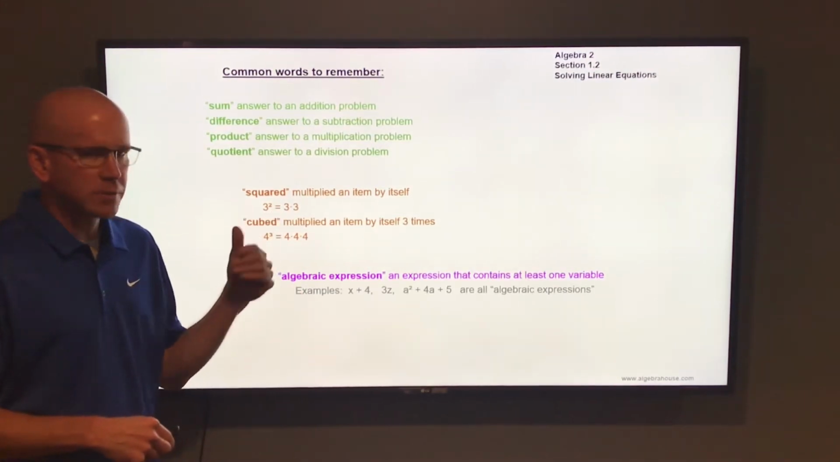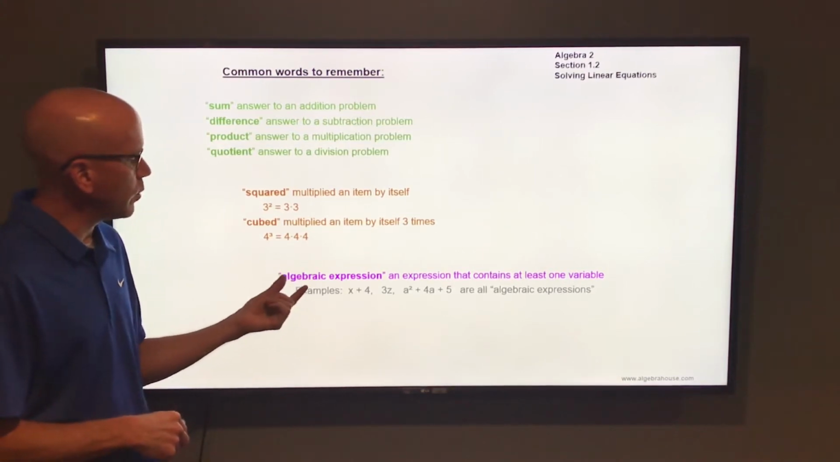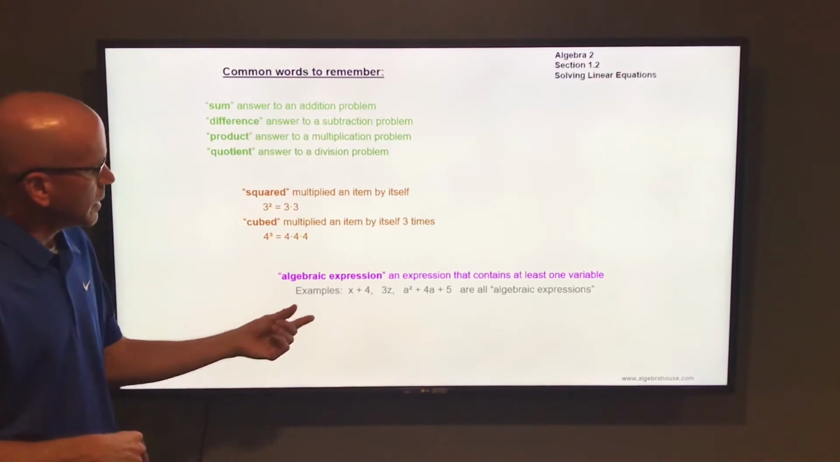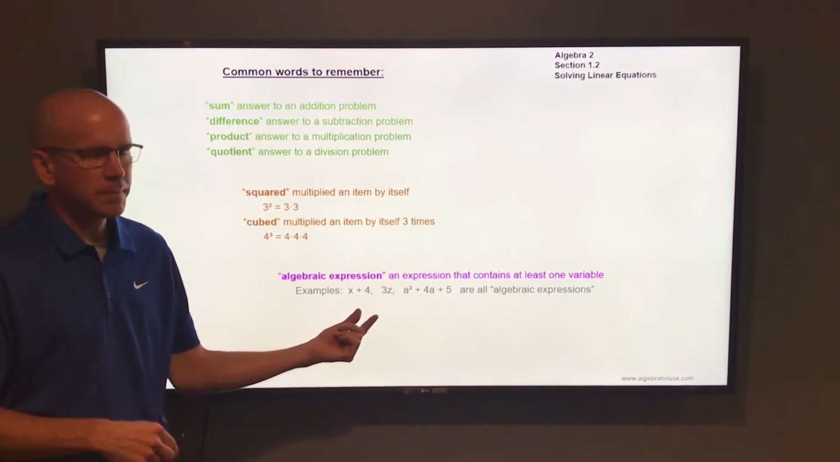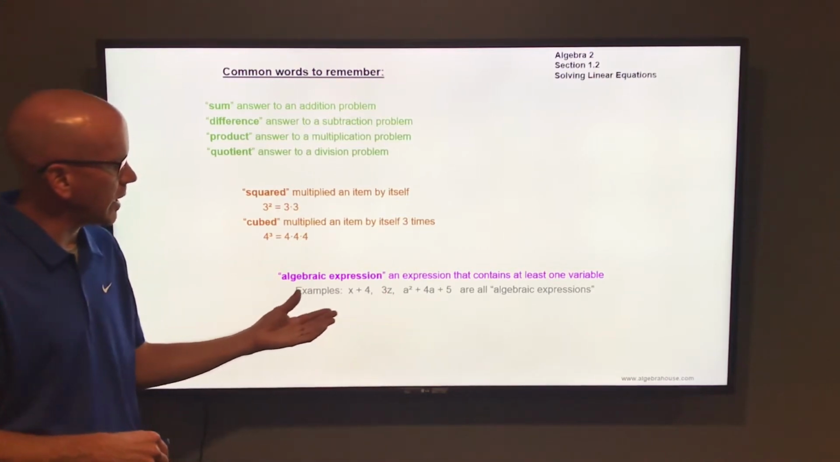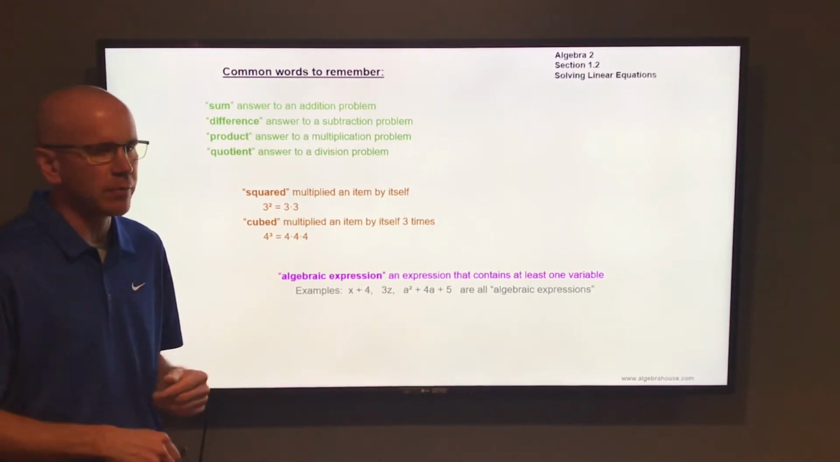Algebraic expression, which is how we started out here, that's what we want to get. It's an expression that contains at least one variable. Examples would be x plus 4, 3z, a squared plus 4a plus 5. Those are all algebraic expressions, which are different than equations.